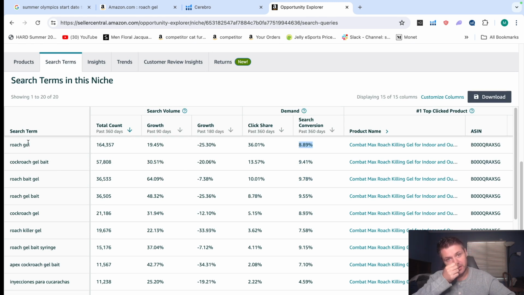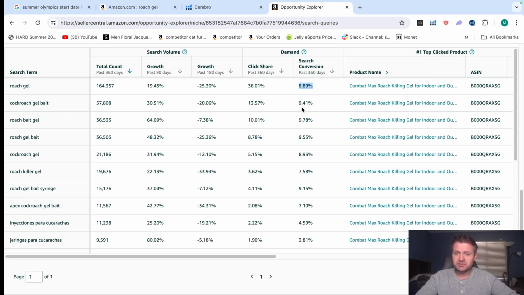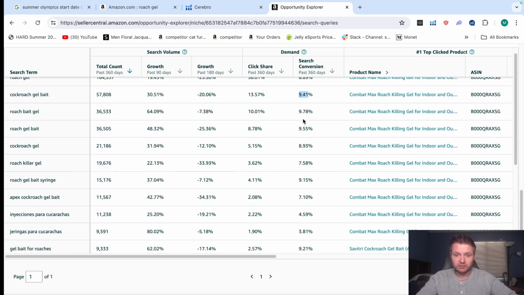Typically, the benchmark I look for is anything above 6%. Given that I know if I create something better and a way better brand, I could probably be double or close to double that. I could be 11 or 12%, but typically I want to be over 10%. So anything over 6, I know I can improve to get over that benchmark of 10. Clearly, this shows 8.89, and that makes sense because with roach gel, customers are really looking for something as quick as possible, because it's an emotion they have of trying to solve a problem.